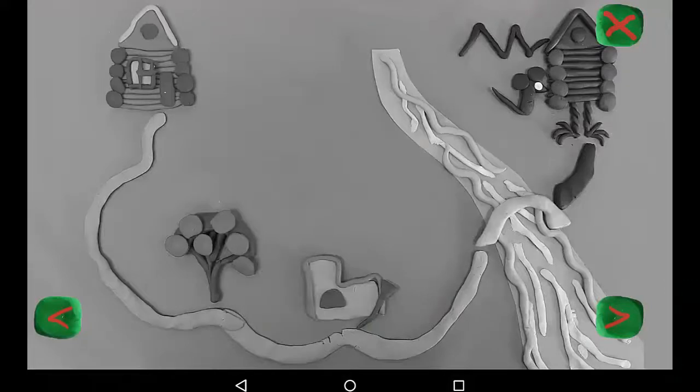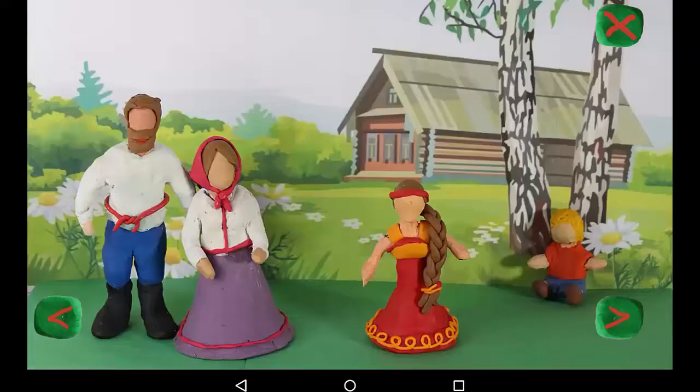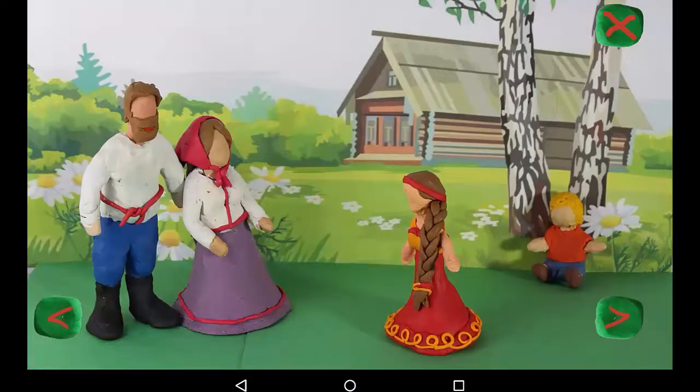Once upon a time, in a certain kingdom, in a certain land, an old man lived with his wife. They had a daughter and a little son. Name of daughter was Alyonushka. Name of brother, Ivanushka.